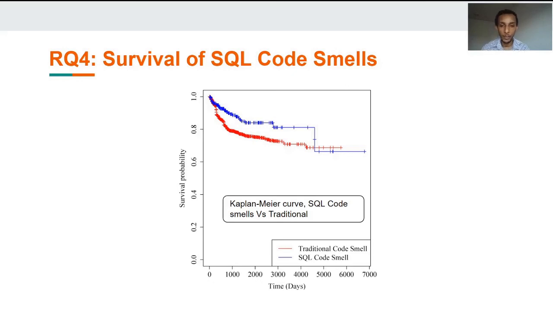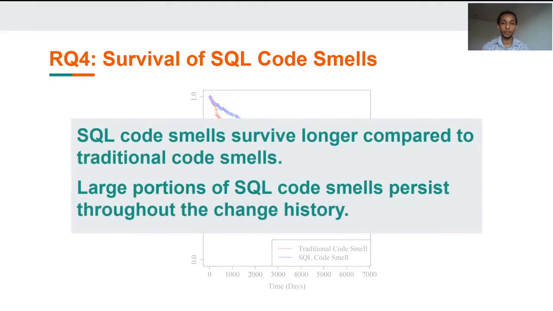To see which ones are getting more attention from developers among SQL code smells and traditional code smells, we compare the survival curve of both. This graph shows that traditional code smells have a steeper slope, which means they are getting fixed quickly compared to SQL code smells. To see if the graphs are statistically different, we ran a log rank test and found that indeed the graph is statistically different, which shows that SQL code smells are getting less attention compared to traditional code smells, and also both code smells are getting small attention in refactoring.